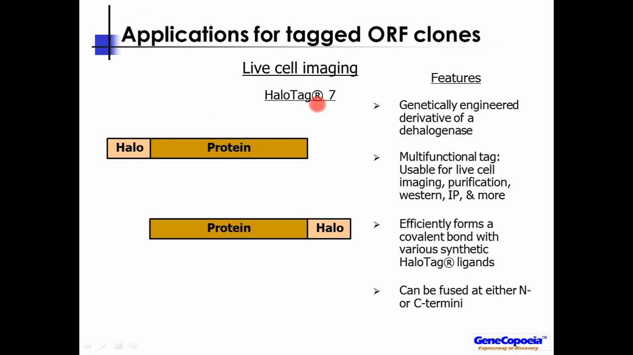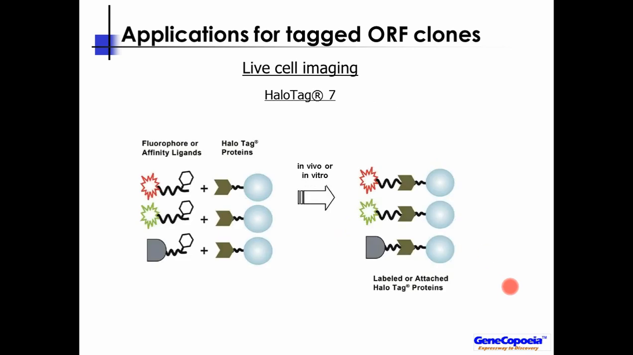Okay, so what is the halo tag? Well, the halo tag is a genetically engineered derivative of the dehalogenase, and it's a multifunctional tag. It's great for live cell imaging, purification, Western, IP, and more. And it efficiently forms a covalent bond with various synthetic halotag ligands, which help you with your different applications. And it's very versatile. It can be fused at either the N or the C terminal.